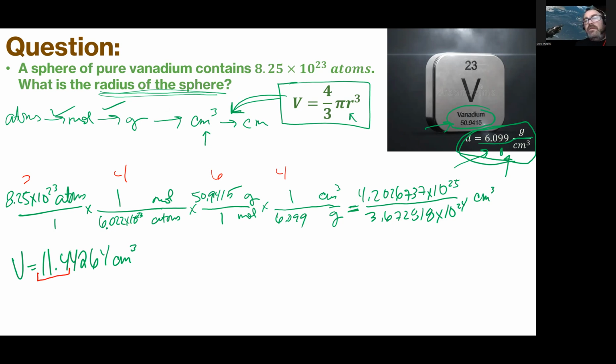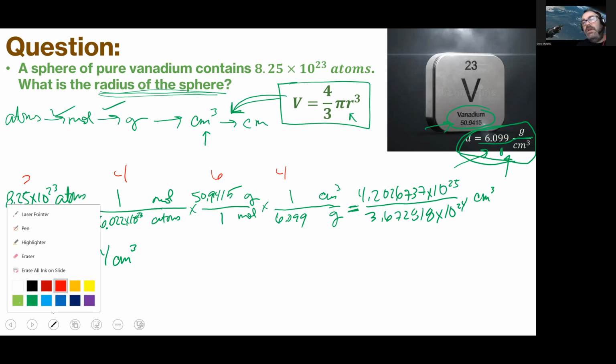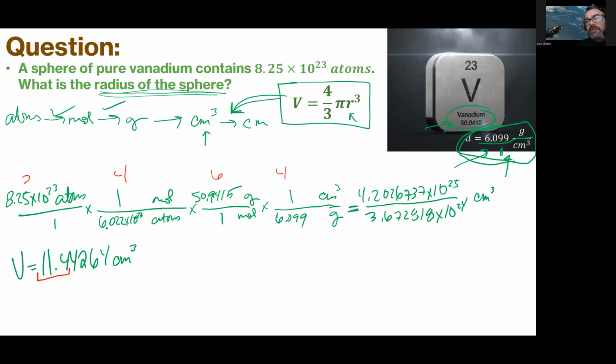What we want to do is we now have the volume. We need to calculate the radius. I think I have room for this. Our first step is I'm going to solve this for radius cubed because that's going to be easier. So radius cubed equals volume times 3/4 and pi on the bottom.